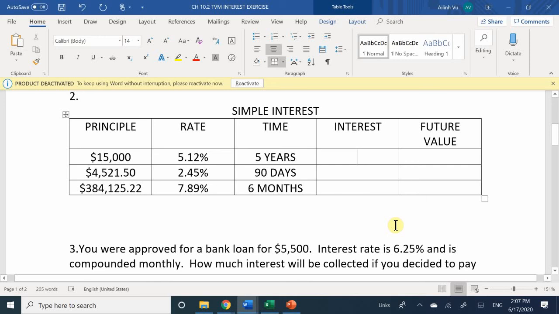I got $384. Well, let's wait for the other students. No worries. I've got 30.